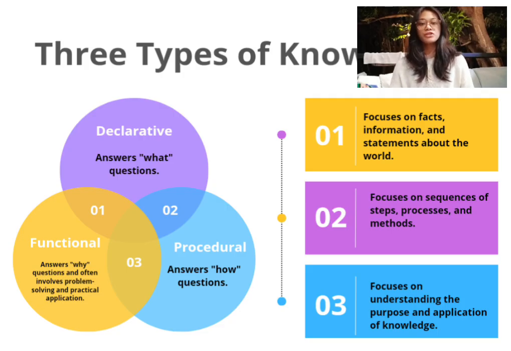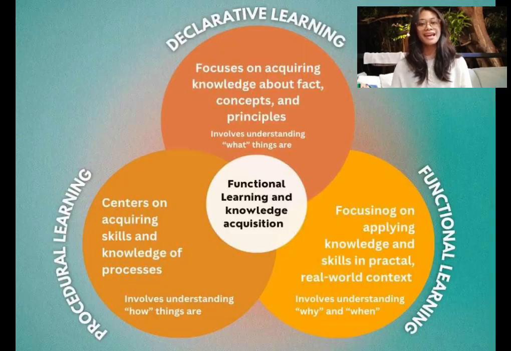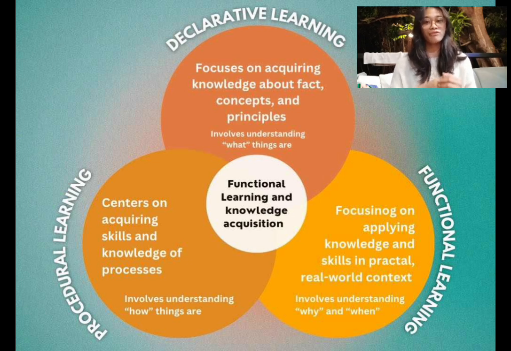Now let us compare and contrast declarative learning, functional learning, and procedural learning. Declarative learning focuses on acquiring knowledge about facts, concepts, and principles. It also involves understanding what things are, and it emphasizes the memorization and recall of information, wherein knowledge can often be explicitly stated or described. Procedural learning centers on acquiring skills and knowledge of processes. It also involves understanding how to perform tasks and procedures. It emphasizes practice and repetition to develop skills, wherein knowledge is often implicit, expressed through the ability to act.